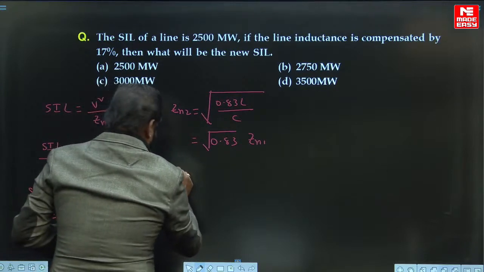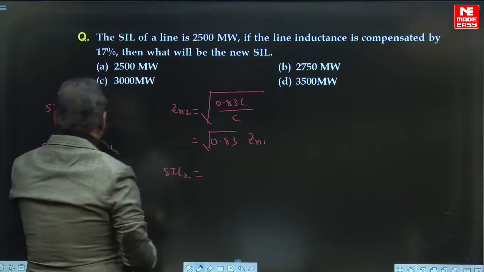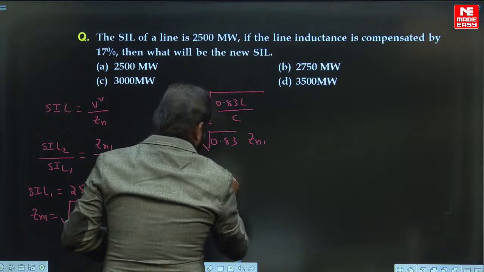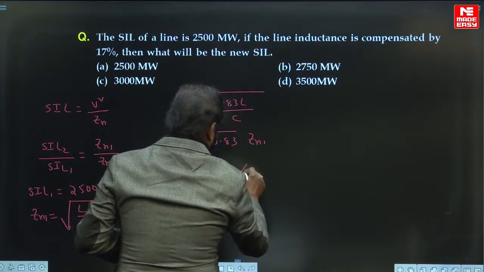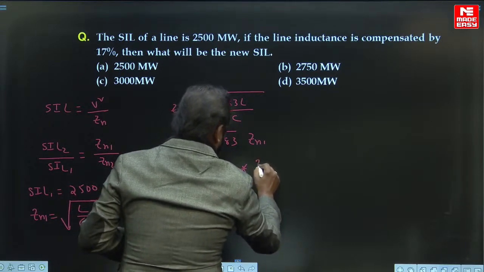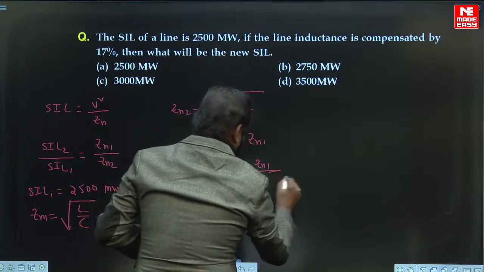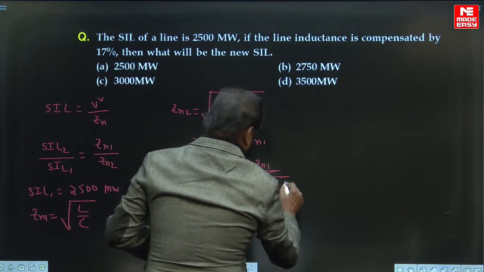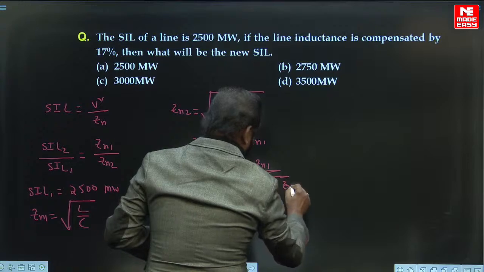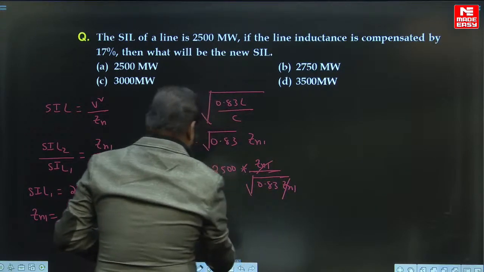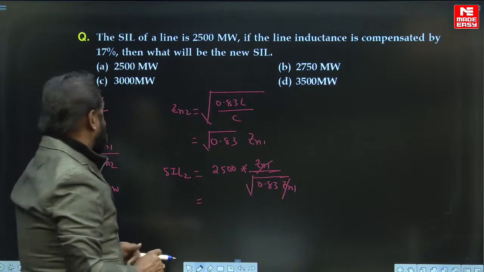Thereby SIL2 equals SIL1, that is 2500 into Zn1 divided by root over 0.83 into Zn1. So Zn1 gets cancelled. This remains as 2750, something like that.